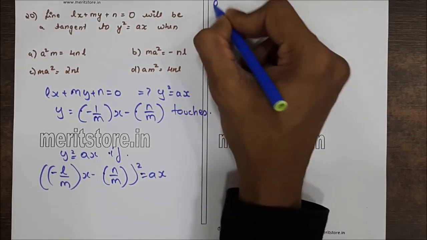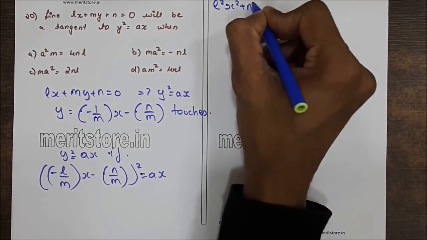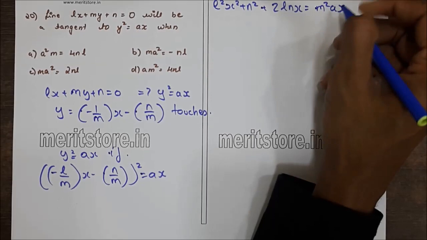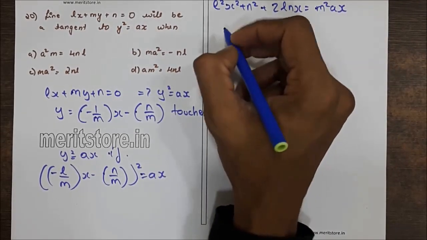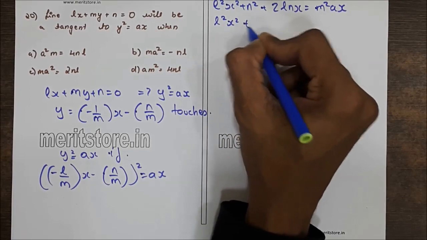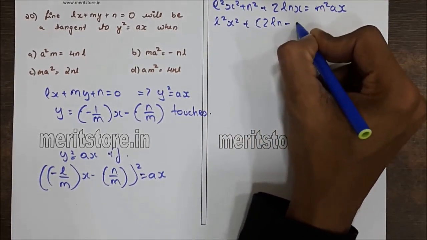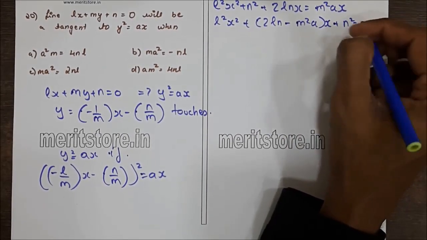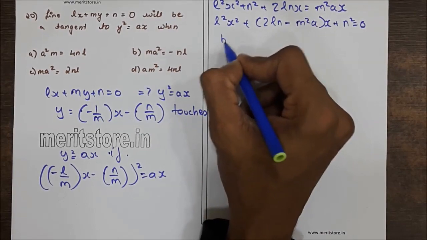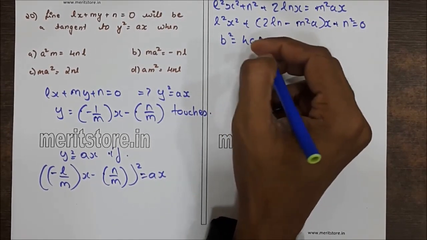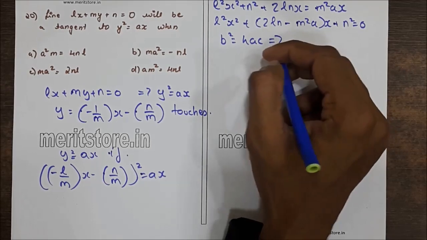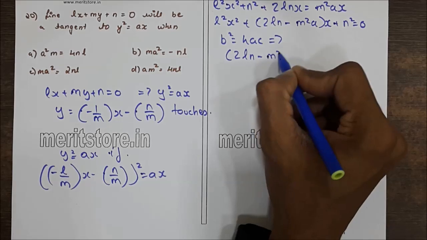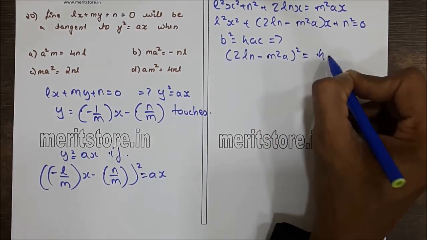So we can write this as l²x² + n² + 2lnx = m²ax. Writing this further, we get l²x² + (2ln - m²a)x + n² = 0, which has equal roots. So further solving, we get b² = 4ac, we know that. Substituting the values of b and ac, we get (2ln - m²a)² = 4l²n².